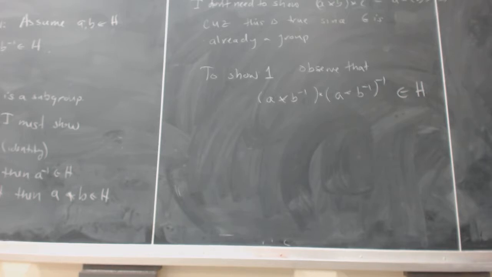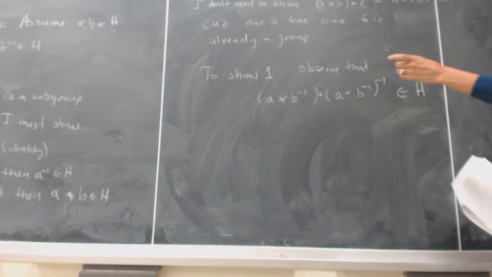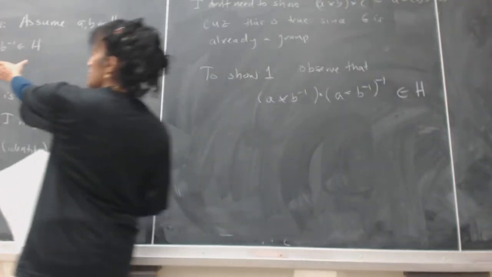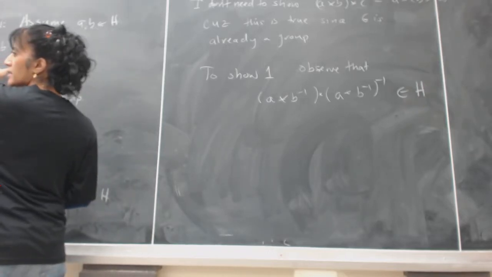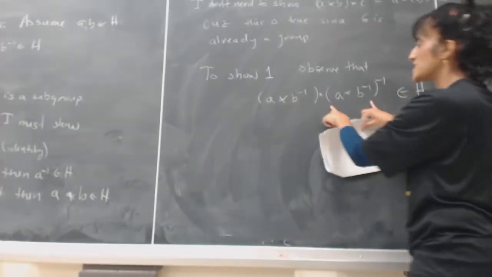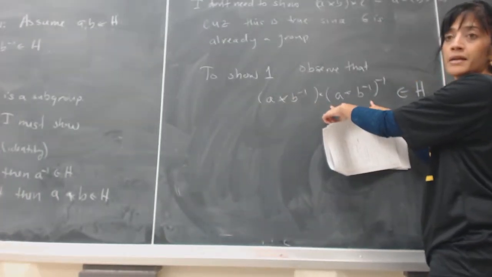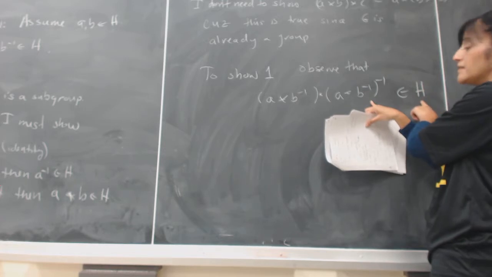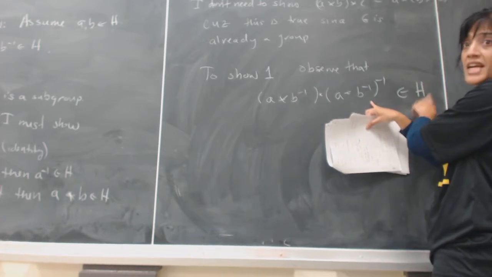So why is this true? Why can I say this? The only thing I've got in my hypothesis is one thing. And I've done a little bit of George Foreman here, so it might be confusing. So if in my hypothesis I have this thing, this is true for all A and B. So I could replace this for A and this for B. And then by my hypothesis, it says that that belongs to H.